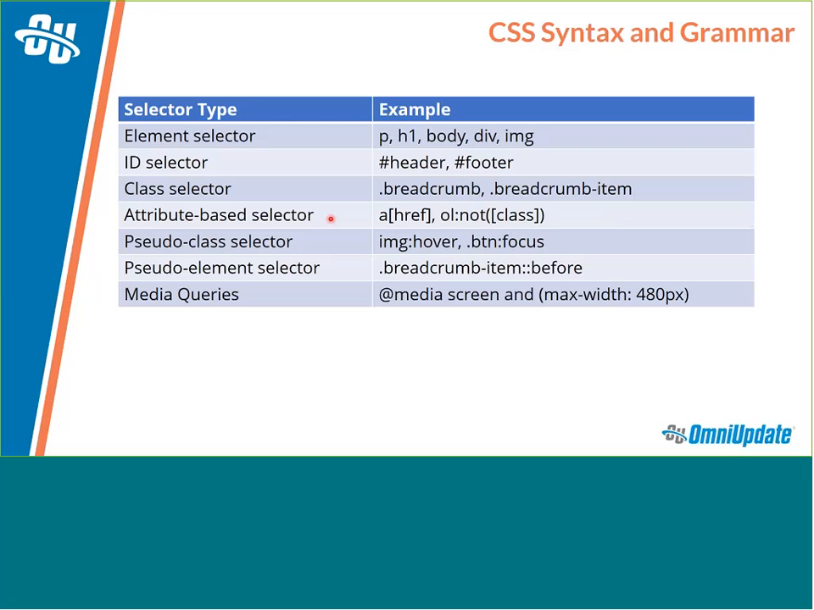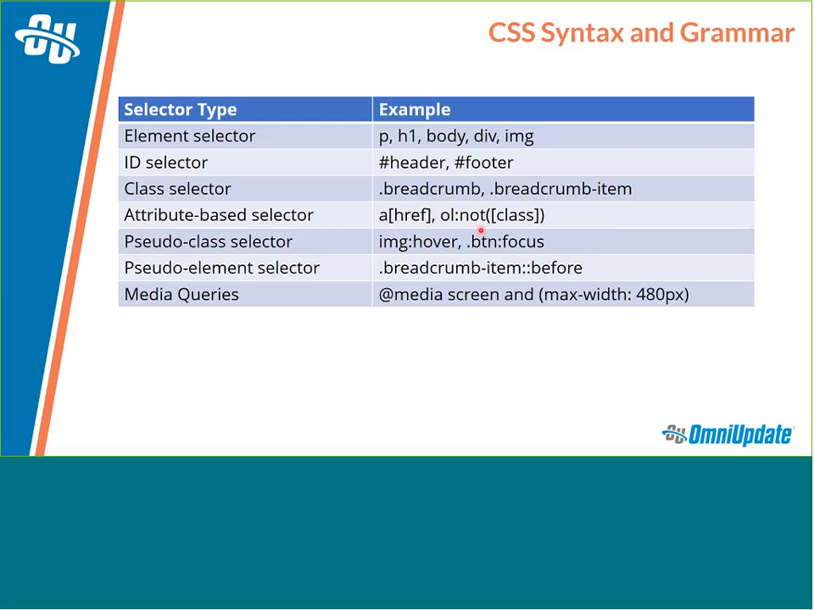And these are a little bit more complex, but we're going to go over these today. Hopefully we have time. So some examples here: attribute-based selectors. The attribute is signified by these brackets. This says select any A tag with an href attribute. Or for the second example, it's an OL tag, which stands for ordered list, like a numbered list, 1, 2, 3. And then it has a colon not.